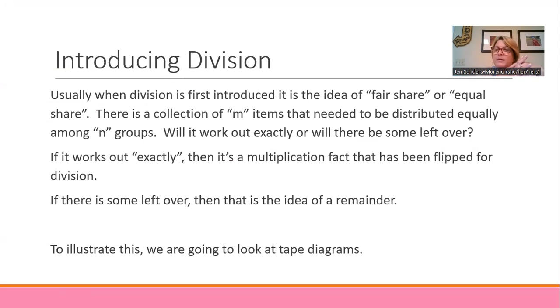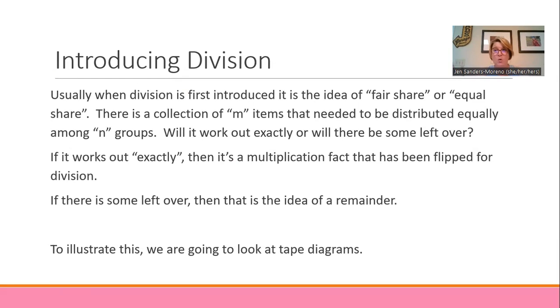So usually when division is first introduced, it's the idea of fair share or equal share. It's not like one person's getting 9 and someone else is getting 3. Everybody needs to get the same amount, okay? So if we have 20 cookies that we're sharing with 4 friends, how many will each get? So you have a set of things that you're going to distribute equally among a certain number of groups. Here I call them M things and N groups, but the idea is 20 cookies to 4 friends.